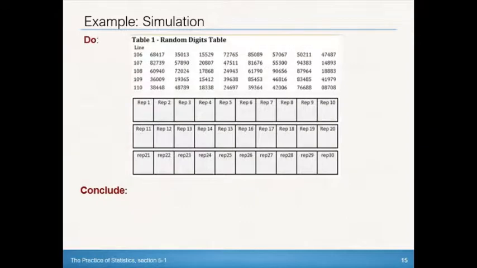All right, so we just pick a number. Now I'm starting on row 106, and I'm going to use 2 digits at a time. So we might look here and say, okay, 68 is the first number, and that's a non-Rogers student. And then we have 41, that's also a non-Rogers student. So in repetition 1, or trial 1, we have 2 non-Rogers students.